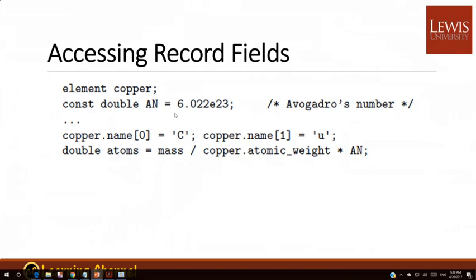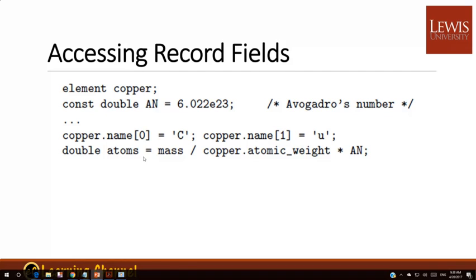I don't know whether you guys know this or not. So that's the Avogadro number. And then you have the copper name. That's the first letter, C, and the second letter is U. So Cu is the element name, or the chemical notation for copper.